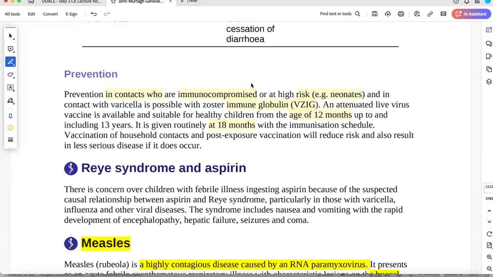Yes, we need to know when to vaccinate. So the normal usual vaccination we should know.